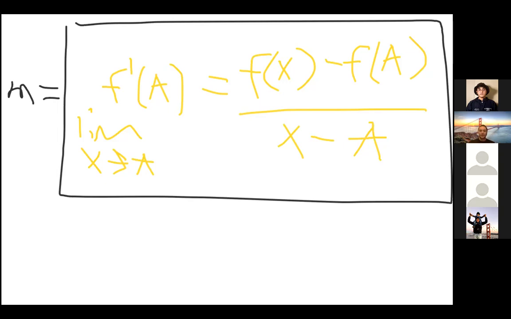Yes, go for it. Did you say that the derivative is just the slope of the line? So the derivative is the slope of the tangent line at a point on the graph, right? So I'll explain this one more time.